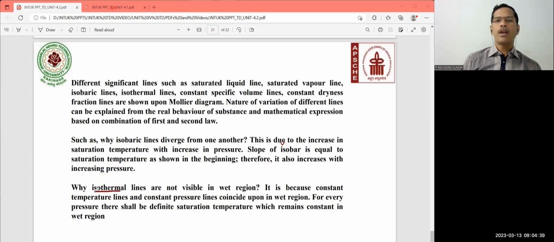The other question which you can raise on the Mollier diagram is that isothermal lines are not visible in the wet region. What is the reason? It is because constant temperature lines and constant pressure lines coincide in the wet region. For every pressure, there is a definite saturation temperature which remains constant in the wet region. That means if you are showing the constant temperature line, the pressure is hiding at the back side of that particular line. If you are showing the constant pressure line, the temperature is at the back side, that is, in a hiding condition. So only one is visible, and automatically you have to think that the other line is also on the same line.